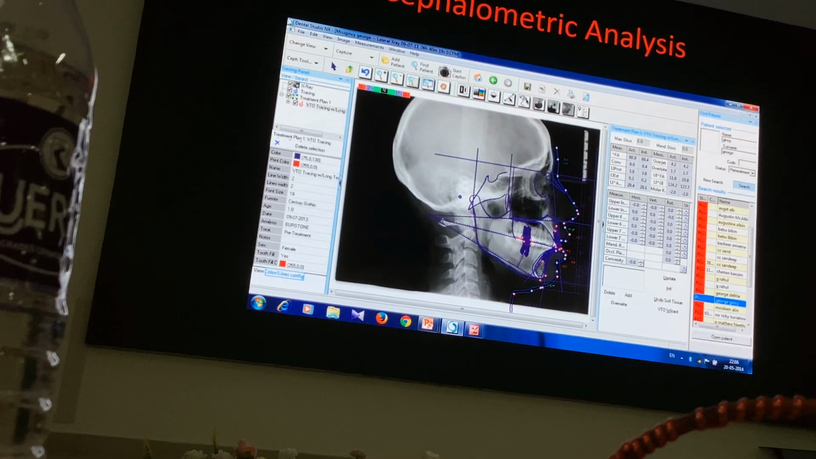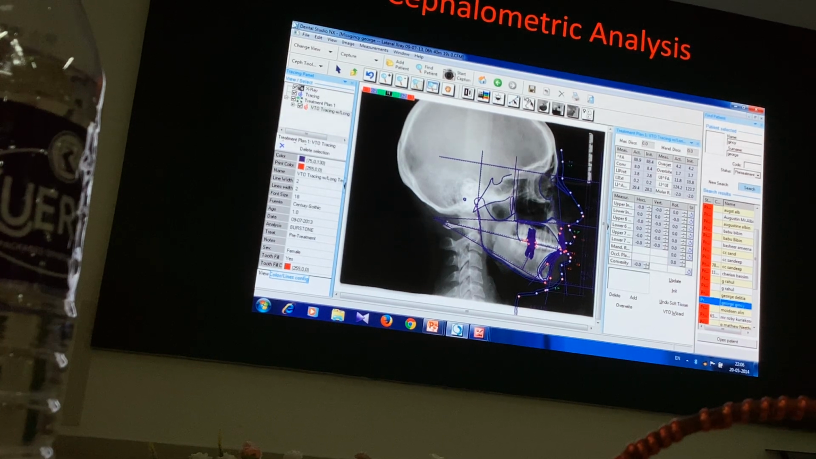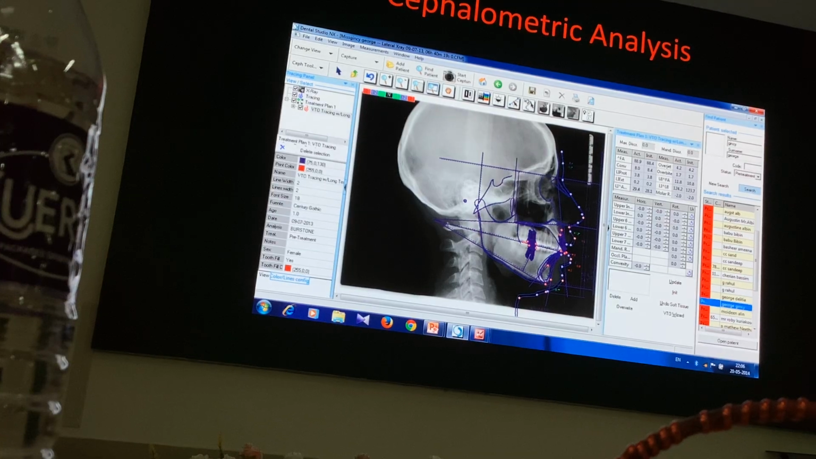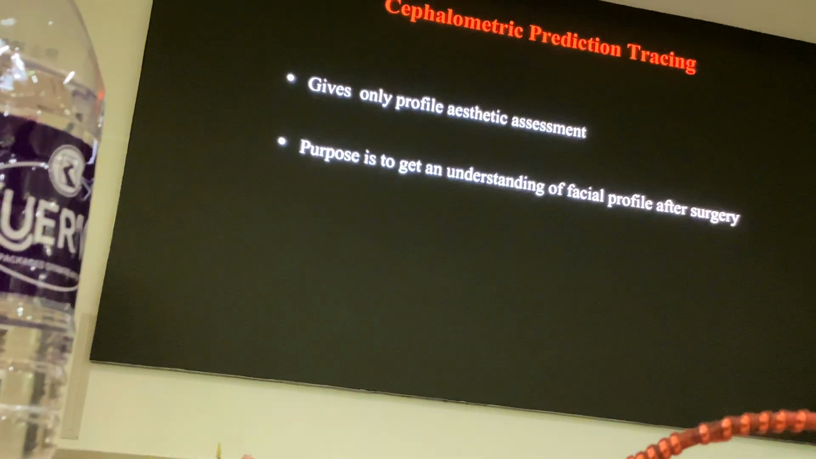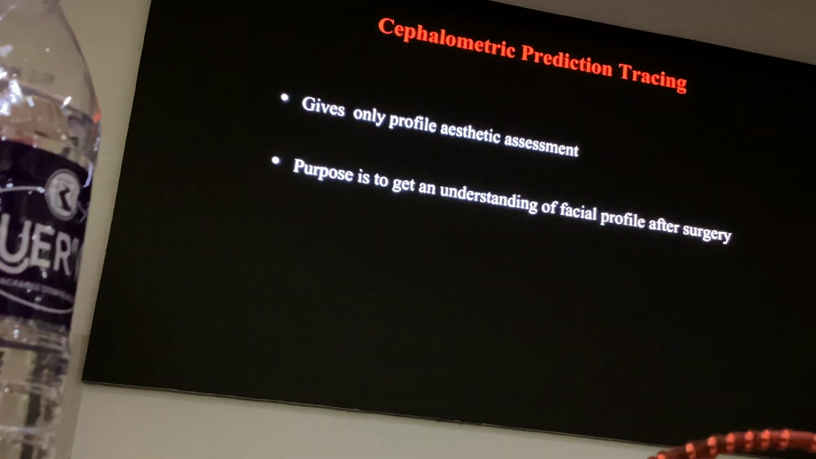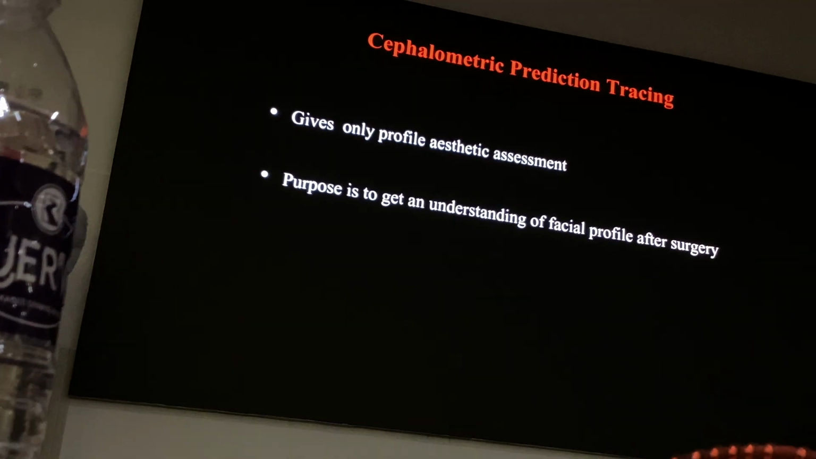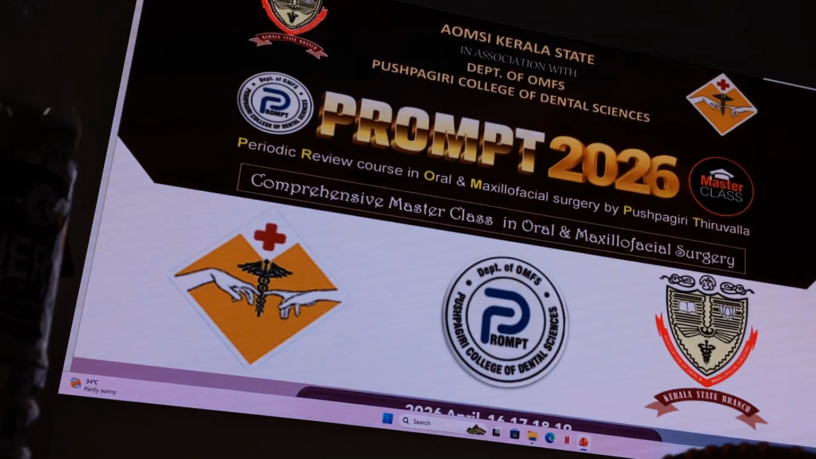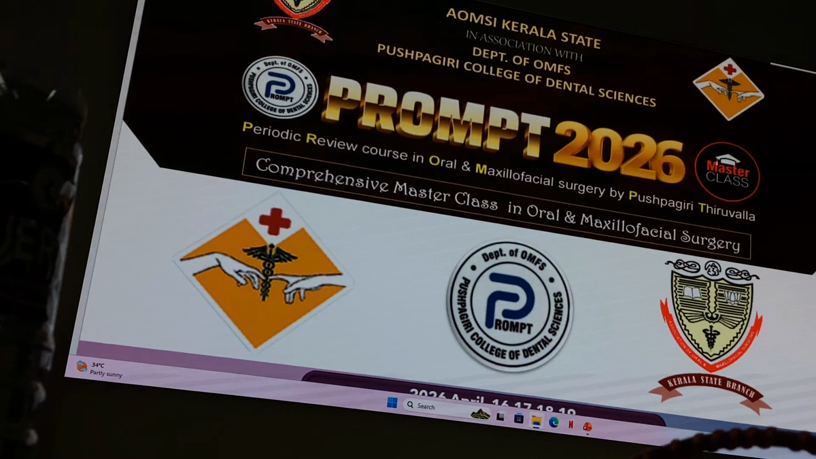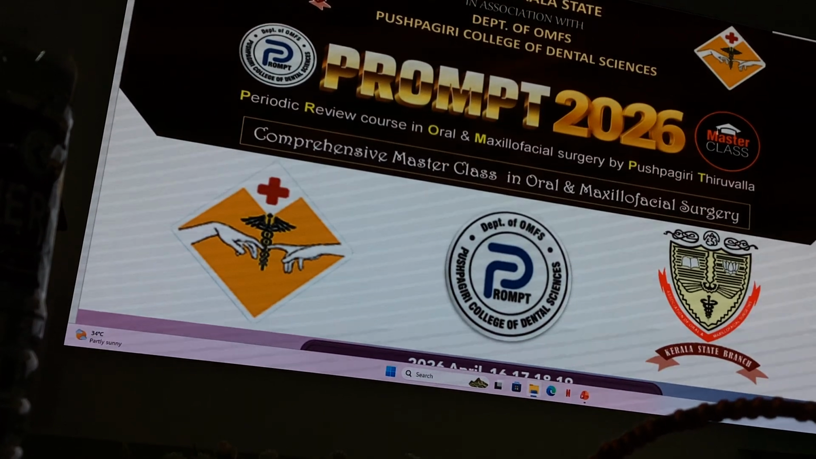So with a normal skull base, if you are relating the maxilla and mandible to that, what's one important thing that you should realize with cephalometrics? Okay? I'm not going into the details. I'll show you a short video on how we do this cephalometric prediction tracing. Have you already done this? Yeah. A small thing you can do with the lateral ceph.